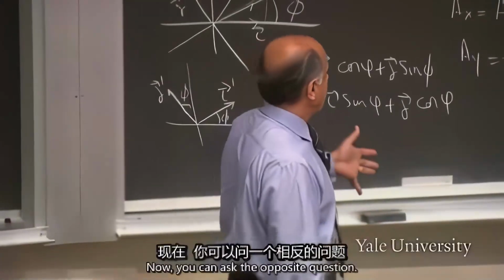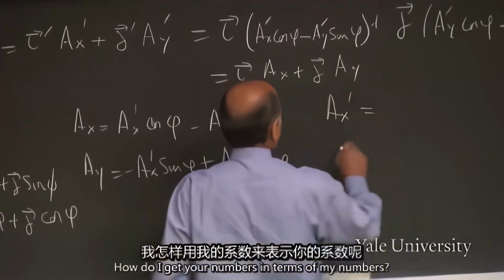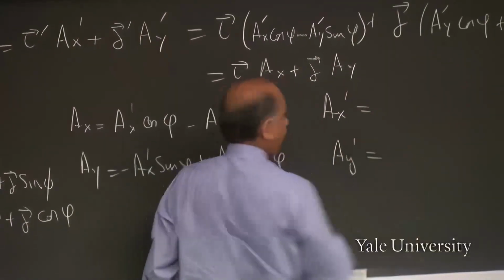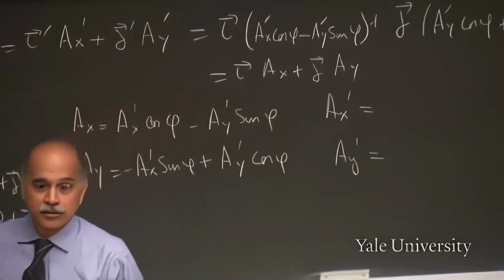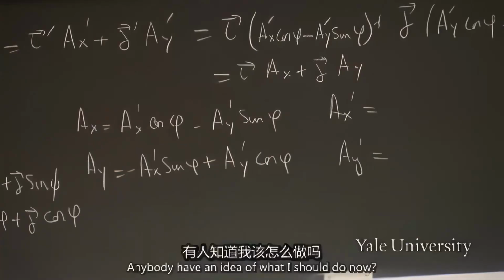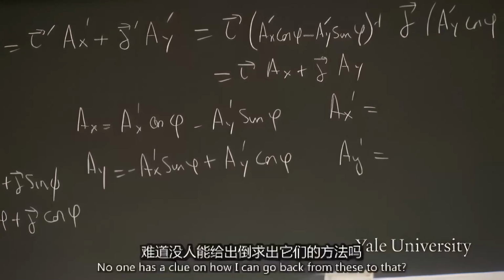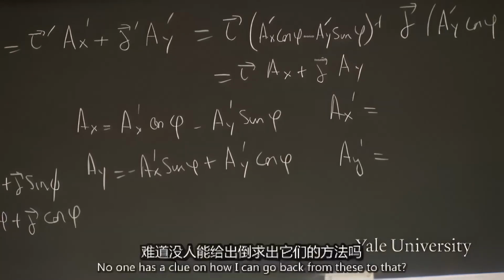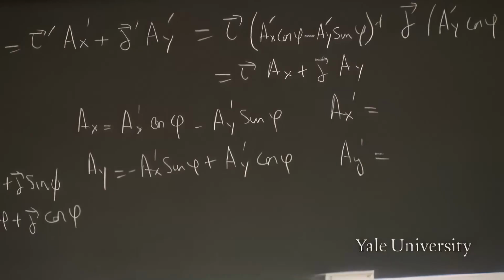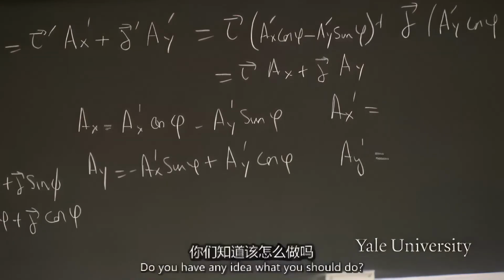Now you can ask the opposite question. How do I get your numbers in terms of my numbers? So what should I do? If I want to invert the relation, anybody have an idea what I should do now? No one has a clue on how I can go back from these to that? Let me take a second to ask. Do you have any idea what you should do?